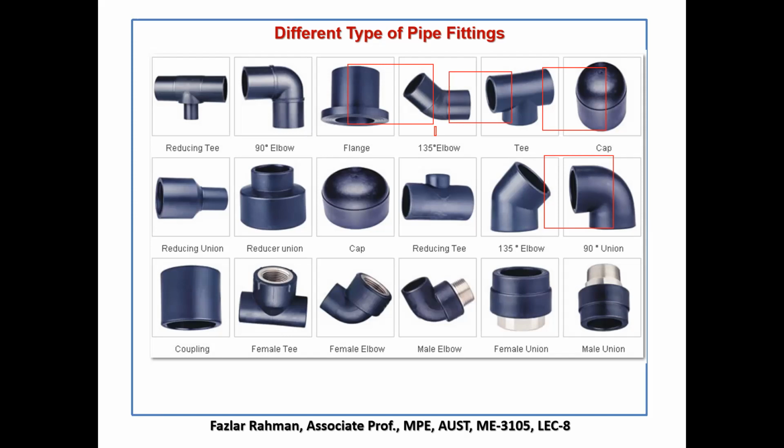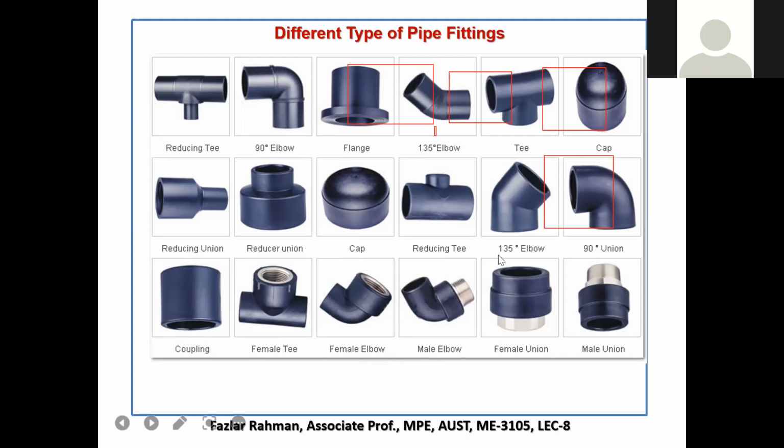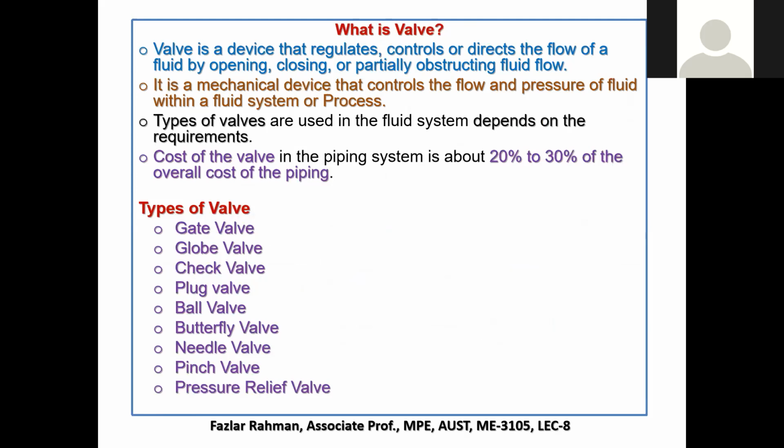Okay. So you see, this is called reducing T, elbow, flange. This is called cap, for closing. This is called coupling. Same diameter pipe, if you like to join together, you can use the coupling. Then if they have union, then male union, then male elbow, female elbow. So a lot of things there. Okay, now we go through the valve.